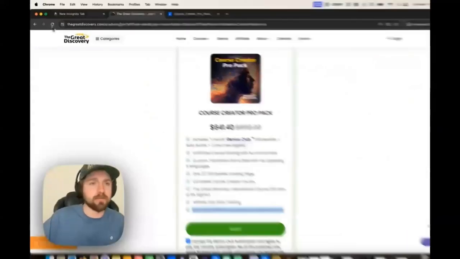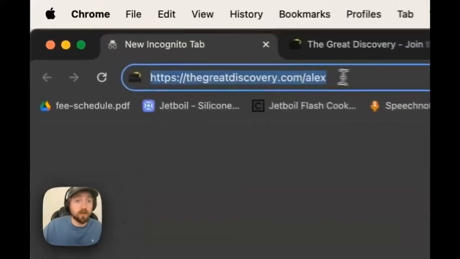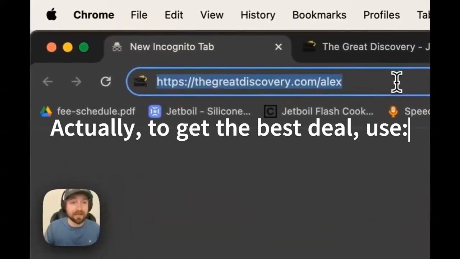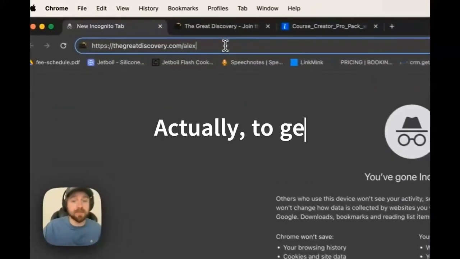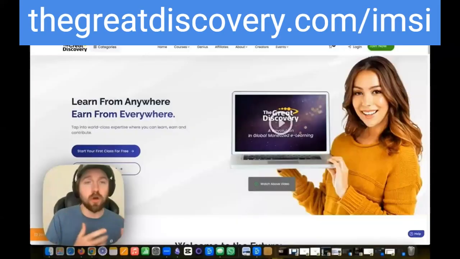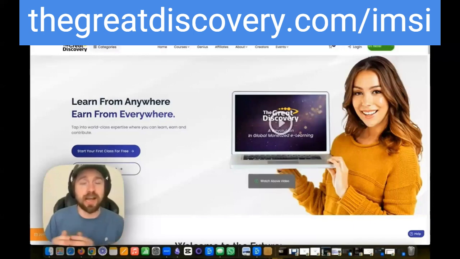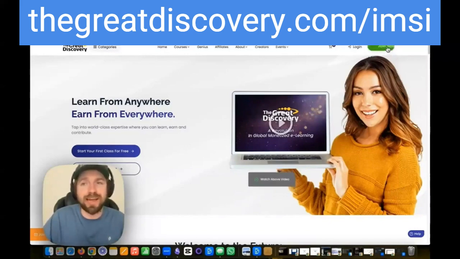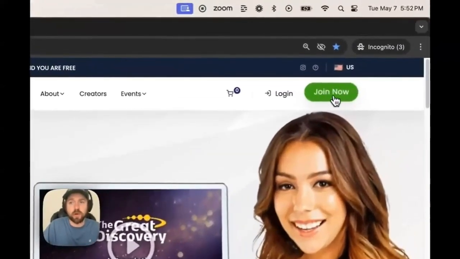So to purchase this pack, you want to go to thegreatdiscovery.com/Alex, A-L-E-X. Go to thegreatdiscovery.com/Alex and click enter. So go ahead and go to thegreatdiscovery.com/Alex, or you can even click on the link below this video. And then what you want to do is click up here in the top right-hand corner on Join Now.